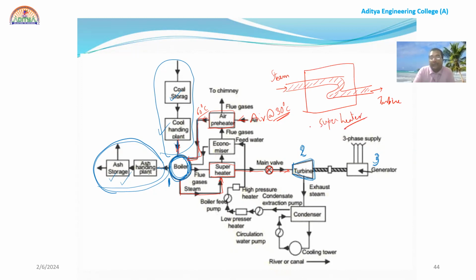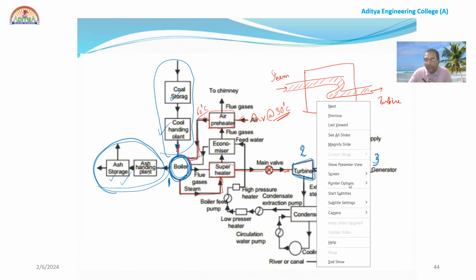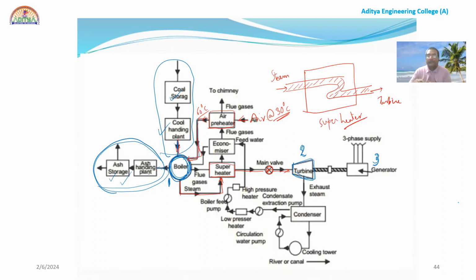What is happening inside the superheater? See, I will change the color so that you can understand again. Okay. So what is happening in the steam? In the superheater, see here. Steam is passing through the superheater and then it is passed through the turbine. So steam enters the pipes and it will go to the turbine.